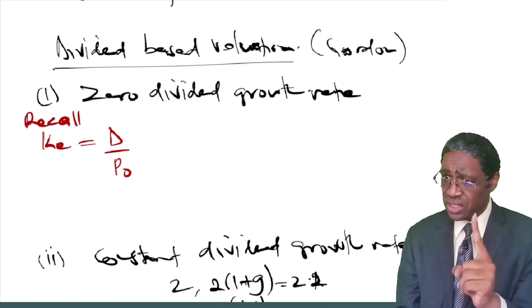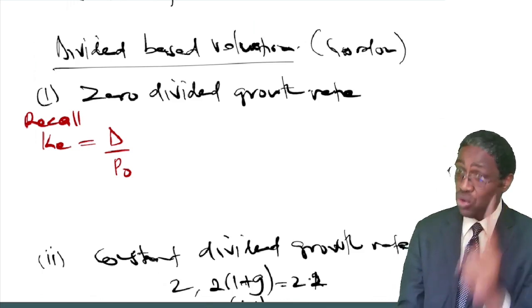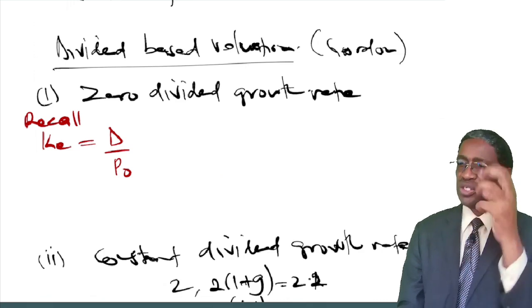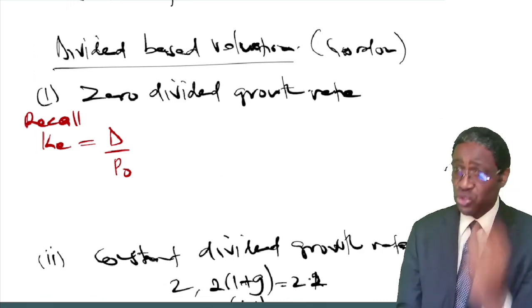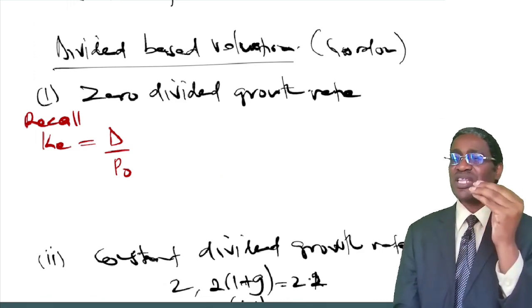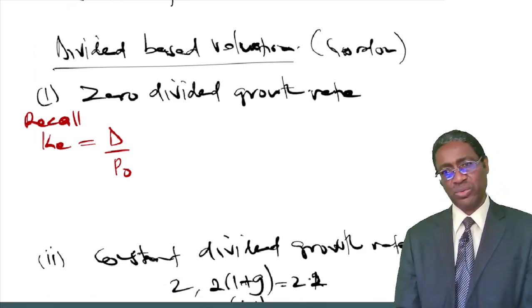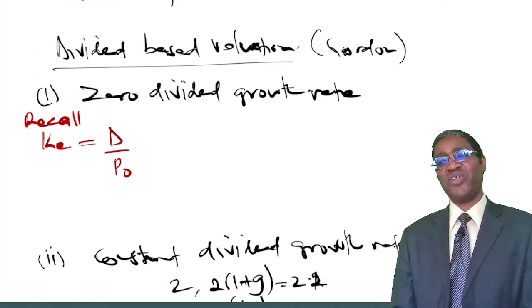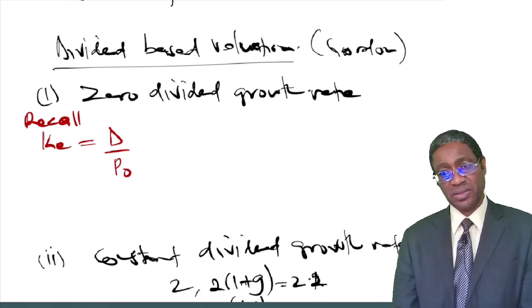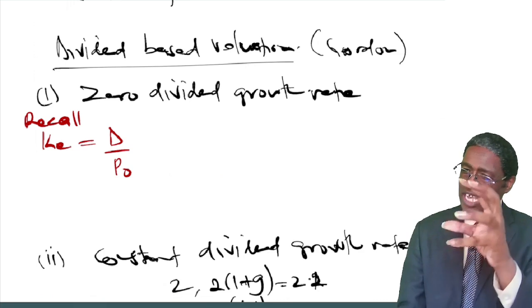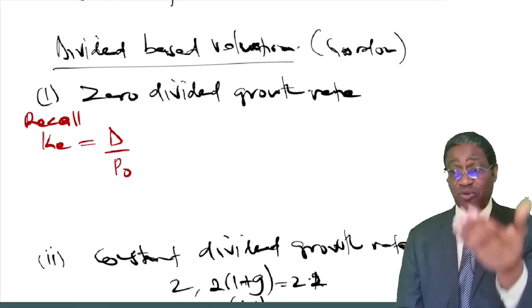And in that case, the dividend was not growing. The company kept paying 2 shillings, 2 shillings, 2 shillings. Then we took that 2 shillings and divided by the market price, PO, to get the cost of capital in the company. Don't forget we said cost of capital is what? It is the expected return by the providers.